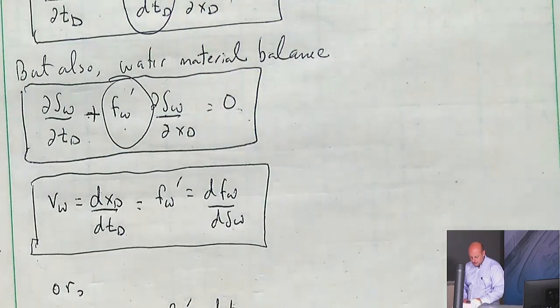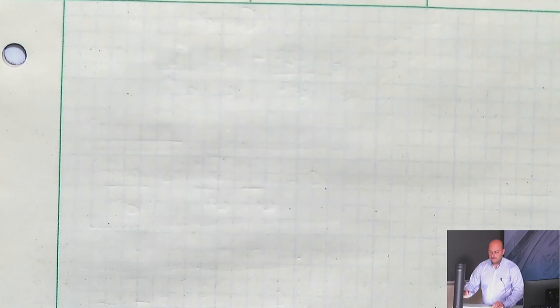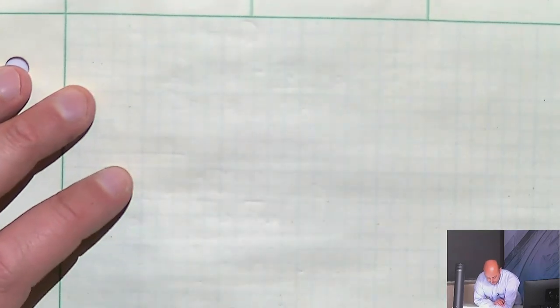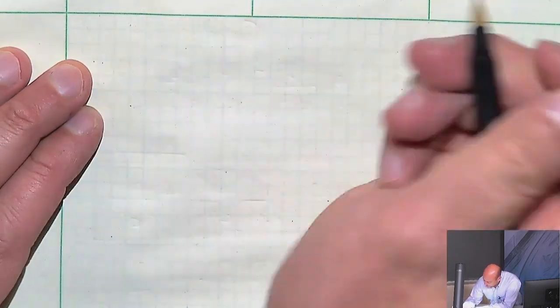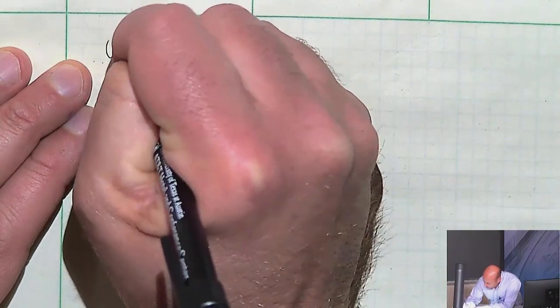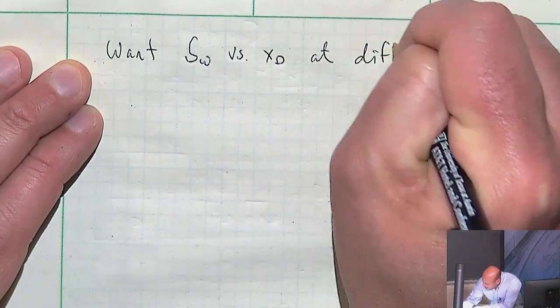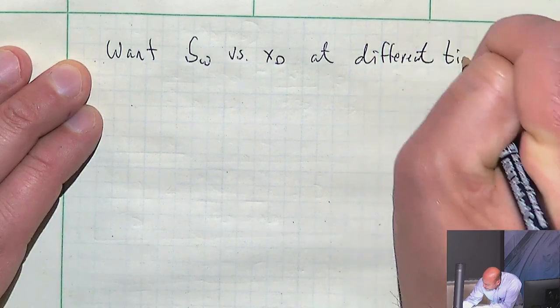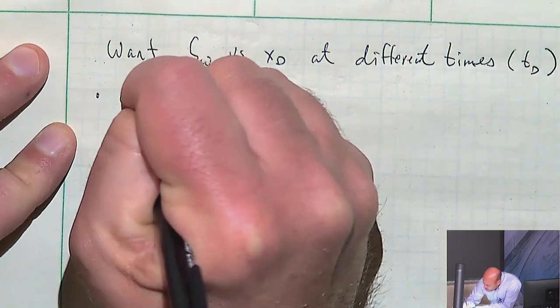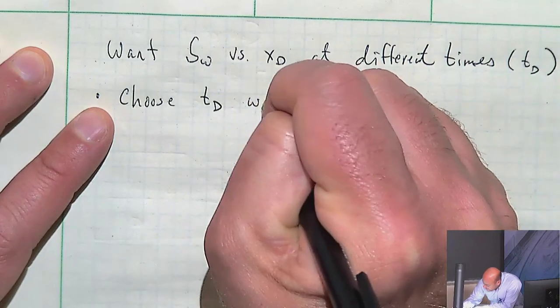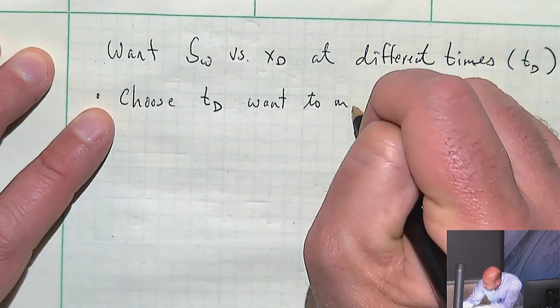So let me explain, I'll call it an algorithm for how to do that. And this would make for a great Python assignment, although I might be nice to not make you do it in Python. So let's see. We want S_w versus x_D at different times. Okay, so we'll choose a t_D. I'm going to say choose a t_D that you want to make the plot.